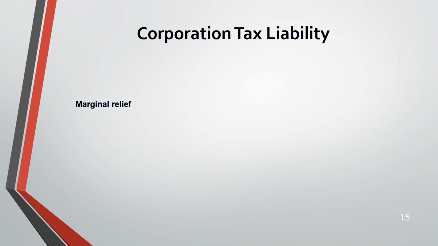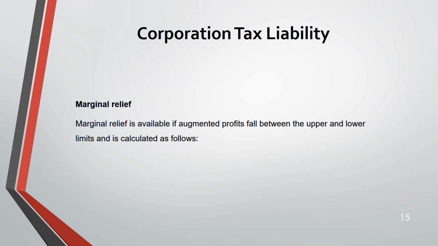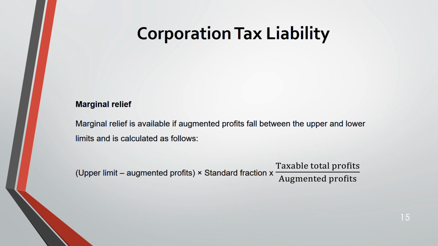Now, marginal relief. The marginal relief is available if augmented profits fall between the upper and the lower limit. This is how you calculate: upper limit minus augmented profit, into standard fraction, that is 3 divided by 200, into TTP divided by augmented profit. Now let us do a question.